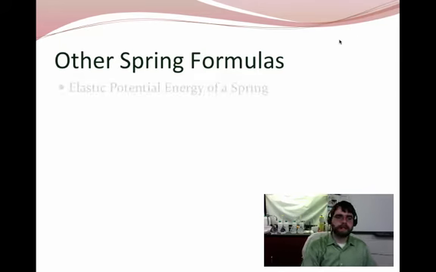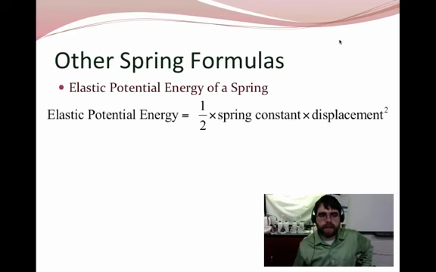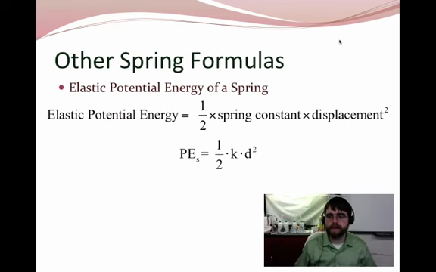And while we're on springs, a couple other spring formulas. First off, the elastic potential energy of a spring is equal to 1/2 times the spring constant times displacement squared. You'll notice that that formula looks almost exactly like the kinetic energy formula for a moving object. The difference is instead of mass, it's spring constant. That's an important thing. Instead of velocity, it's distance. And here we're calculating potential instead of kinetic, but the format of the equation is the same.